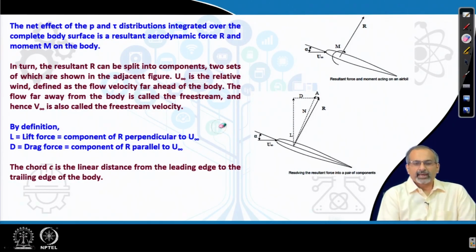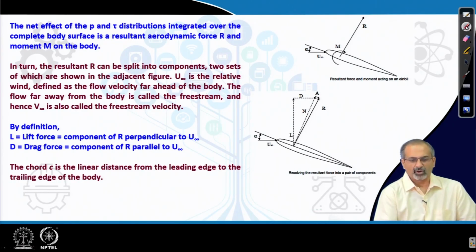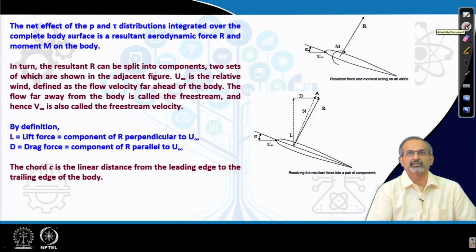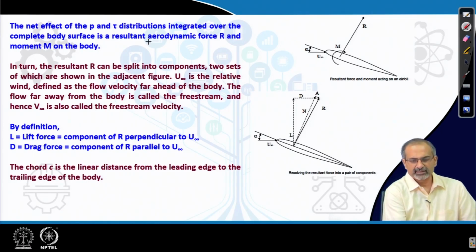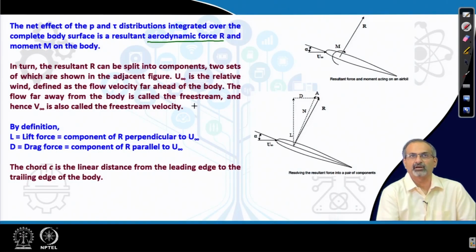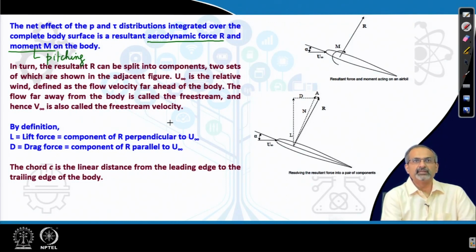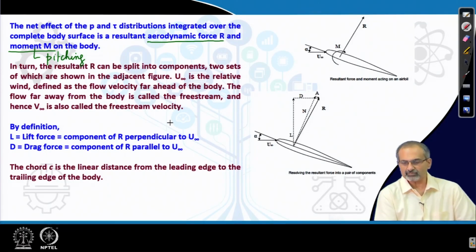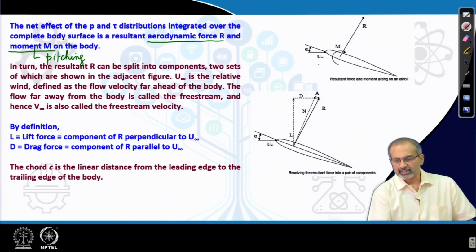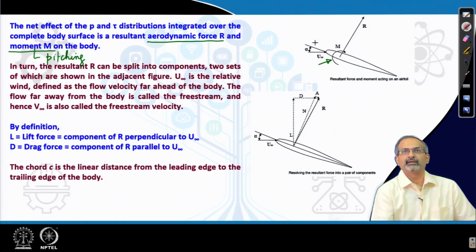Now, we are looking at the net effect of the pressure distribution and the shear stress distribution, and we find that the net effect happens to be an aerodynamic force R and a moment. We call this the pitching moment. It is one of the 3 moments which we will discuss in due course. So, here the pitching moment is shown as acting clockwise, and here is the resultant force R.